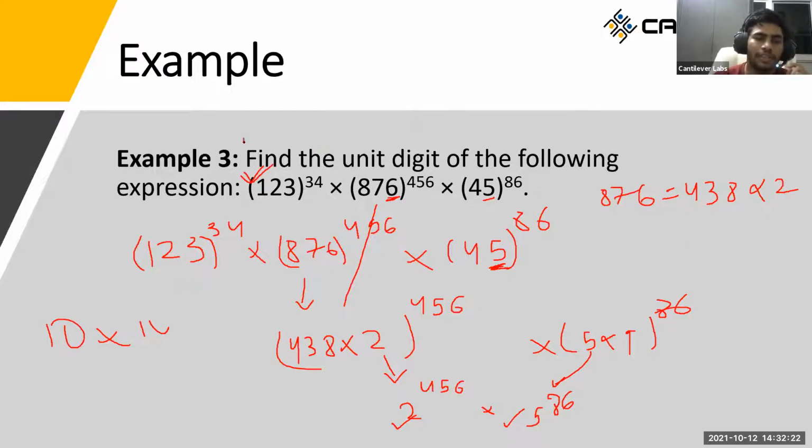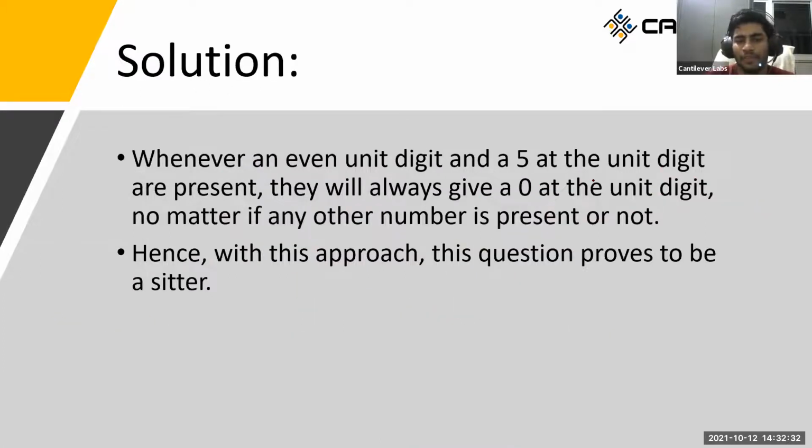So this answers our basic question. The unit digit of the following would be 0. So you need not solve it, you just have to look at the trick. So this is the solution. You can just go through.